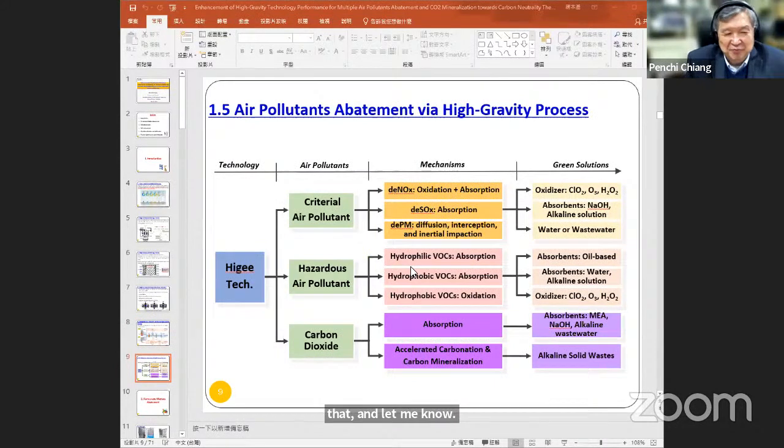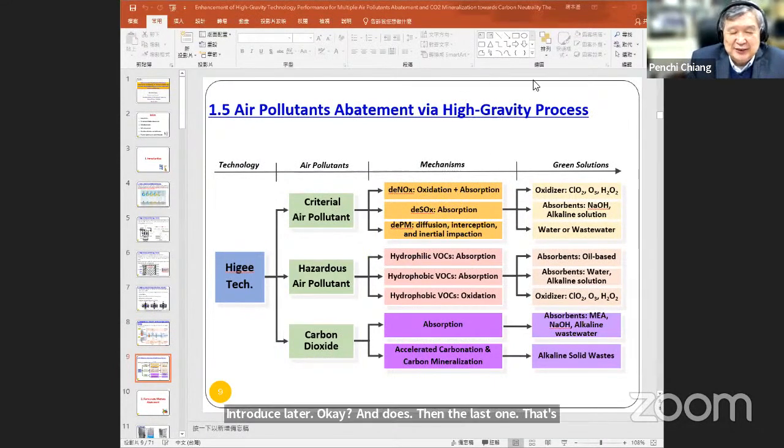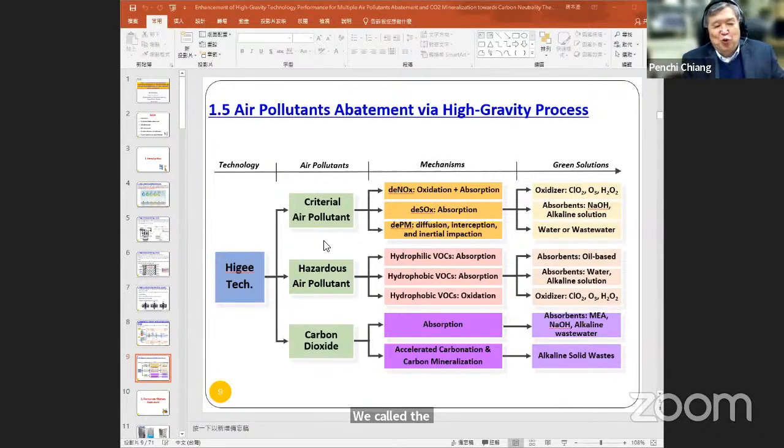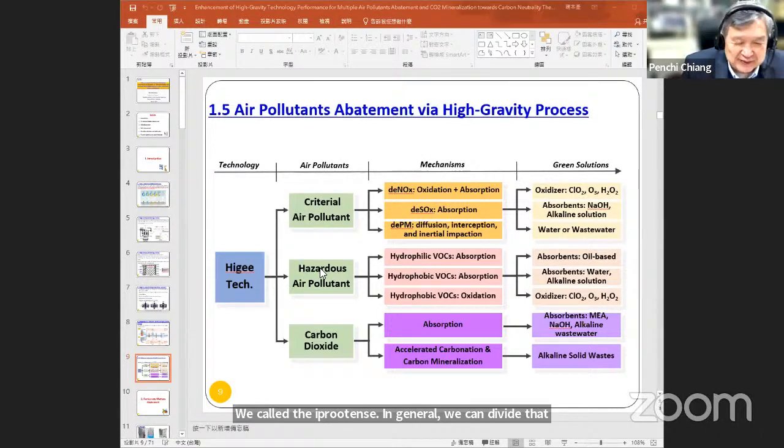And then the last one, I try to let you know why the G process can have such excellent performance. That's the mechanisms, the so-called green solutions shown here. As mentioned earlier, we call these air pollutants. In general, we can divide them into 3 categories: the criteria air pollutants, the hazardous air pollutants, and carbon dioxide, a typical greenhouse gas emission.